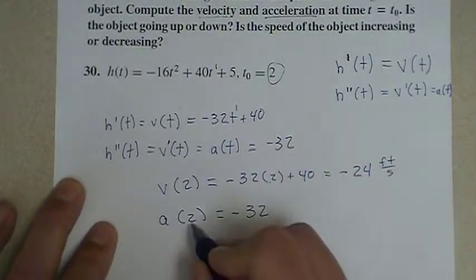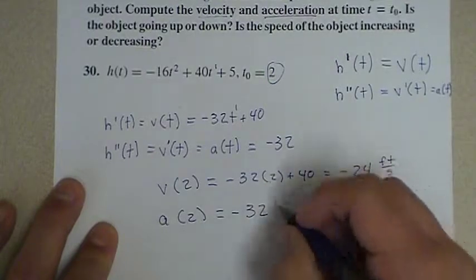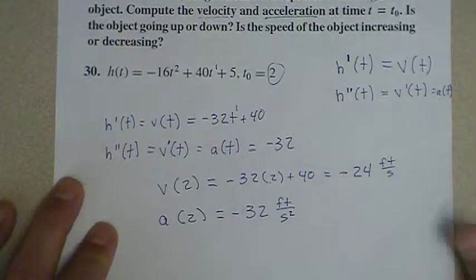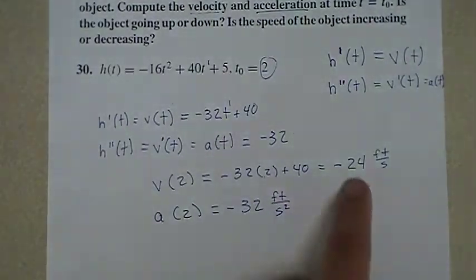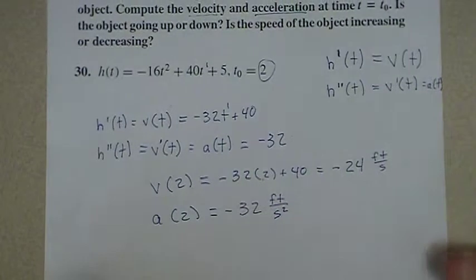And then the acceleration, well, there's no t to put this 2 in place of, so the acceleration is just constant. It's just the acceleration of gravity in feet per second squared. So here would be our velocity at 2. Here would be our acceleration at 2.